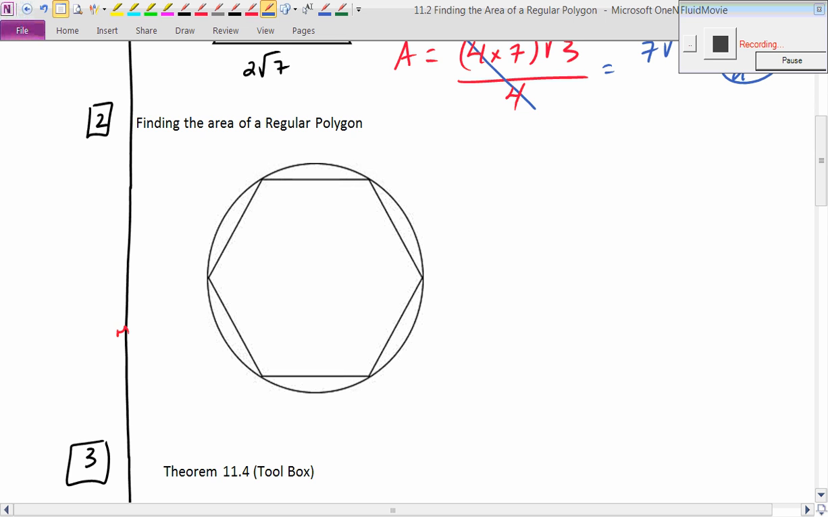All right, what type of figure is inscribed in my circle here? Yeah, it's a regular polygon. What type, though? It's a hexagon. It has 6 sides, okay? All right, we're going to learn how to find the area of a hexagon.